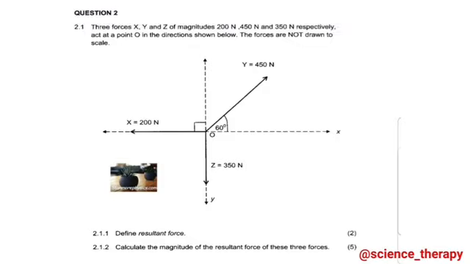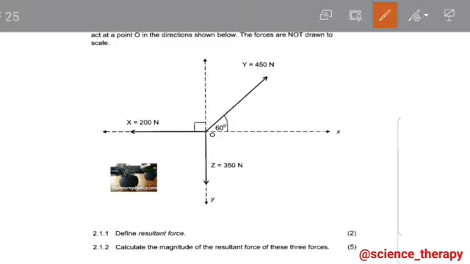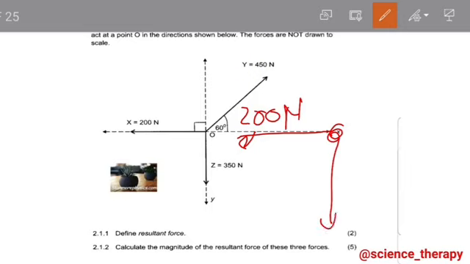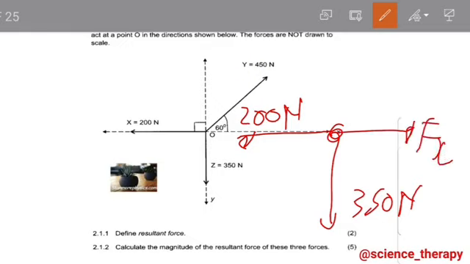Now for 2.1.2, it says calculate the magnitude of the resultant force of these three forces. Again, we're going to do the same thing that we did with the previous question. First, we want to draw a force diagram just to see what's going on here. So we have 200. For Z, we have 350 newtons. But remember, Y acts at an angle, so we need to resolve the forces. In terms of your horizontal movement, where is it going? It's going to the right, so that's Fx. In terms of your vertical movement, where is it going? It's going upward, so that's your Fy.